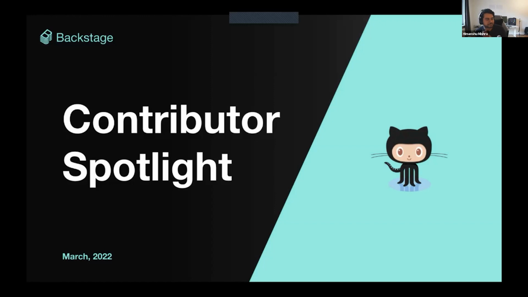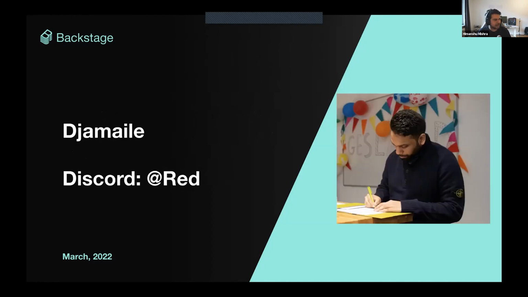All right. So on backstage.io/nominate, you can nominate a community member whom you think has been contributing to the project or helping the community a lot, and we're going to spotlight them. So for today, our spotlight is Djamaile. You might remember him from his Discord username, Red. So Djamaile, are you around?